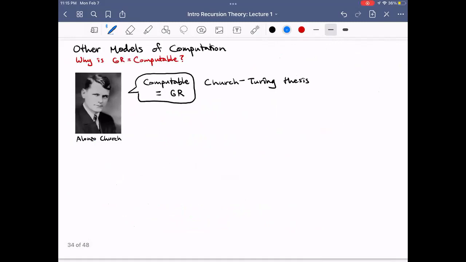Now I want to say a little bit about that. I think Gödel originally defined this class of functions, but Alonzo Church was the person who first claimed that it corresponded exactly to the intuitively computable functions. So the Church-Turing thesis, which I think Alonzo Church first stated, was that a function is computable in the intuitive sense if and only if it's general recursive.